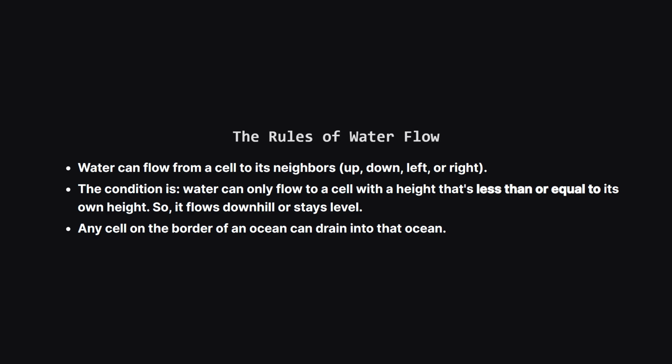Now, how does the water move? The problem states that rain can flow from one cell to a neighboring cell, but only if the neighbor's height is the same or lower. Think of it like water naturally flowing downhill. And of course, any cell right next to an ocean can just drain right into it.